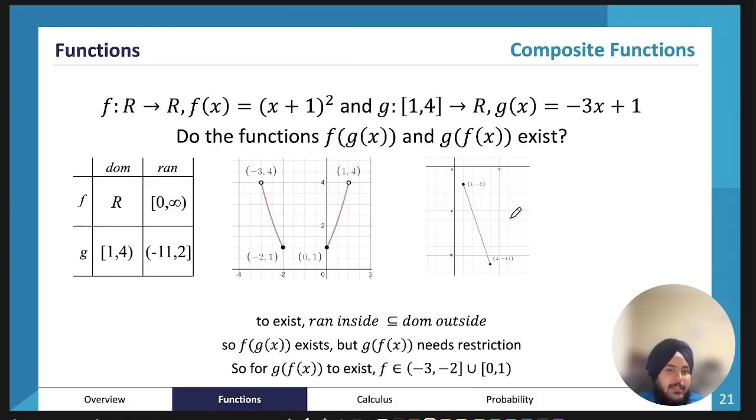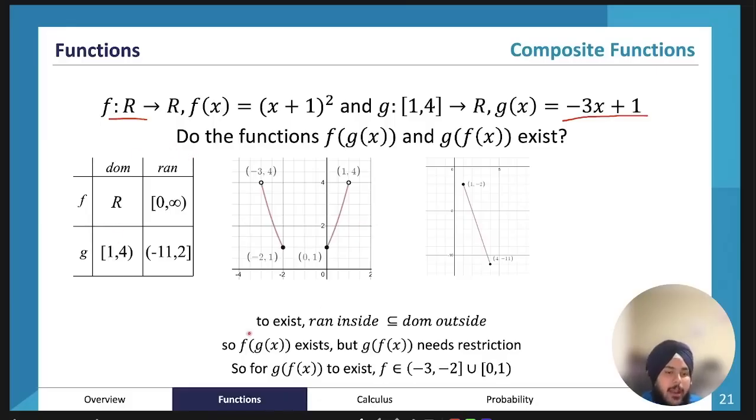So here is an example. We're trying to work out if f of g of x and g of f of x will exist. We have f of x, which is (x + 1) squared, which is defined for all real values. And we have g of x, which is negative 3x plus 1, which is defined for 1 to 4. I would always construct this table where I have f and g in domain and range.